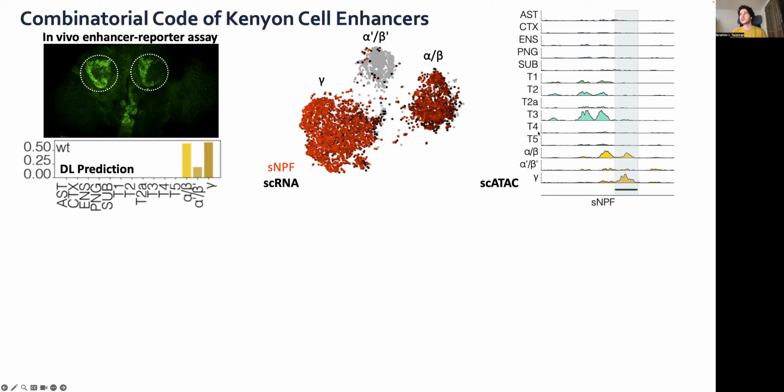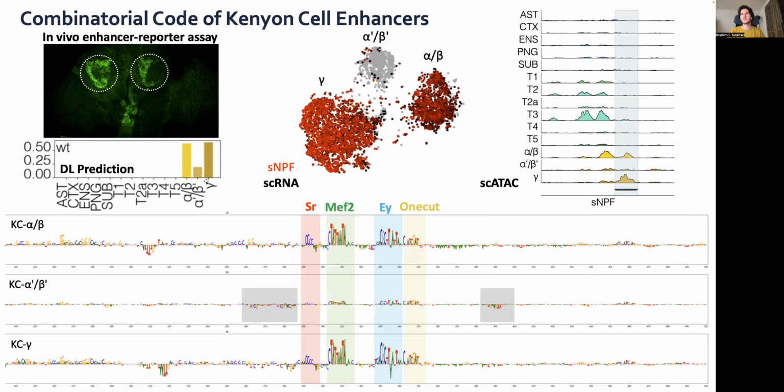And if you score this region with our deep learning model, it also says it is active in 2 out of these 3 Kenyon cell subtypes. And then we ask the model, how do you know this? And then again, it shows us the most important transcription factor binding sites, namely MEF2, Eyes absent, and onecut, here for the Kenyon cells.